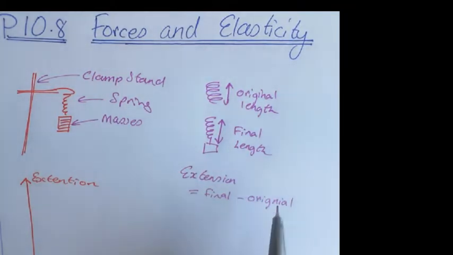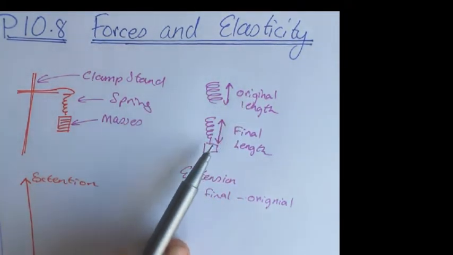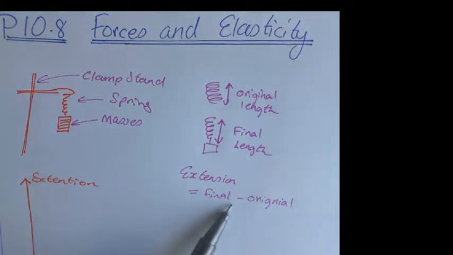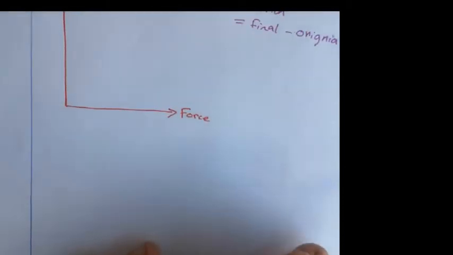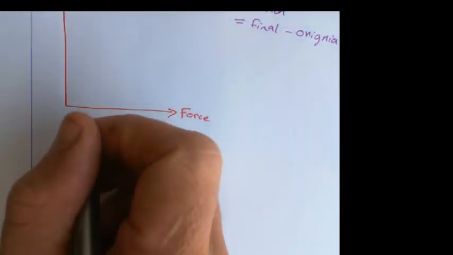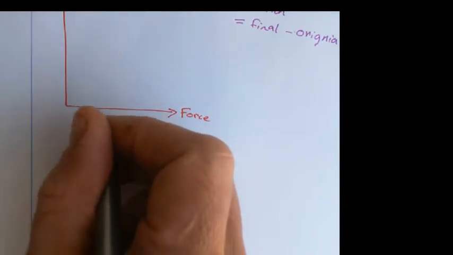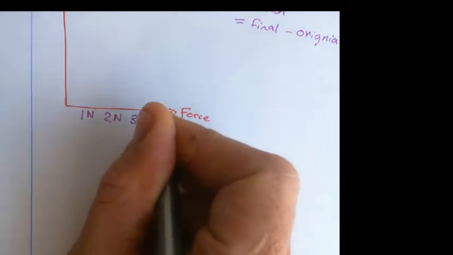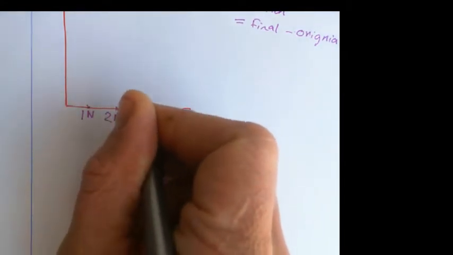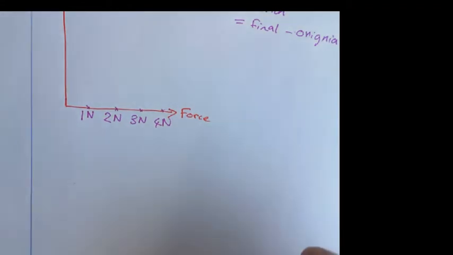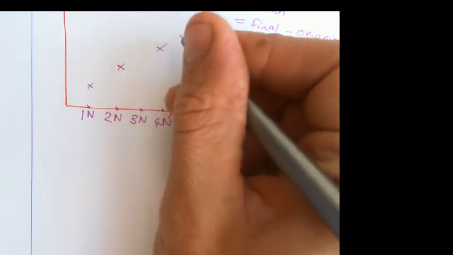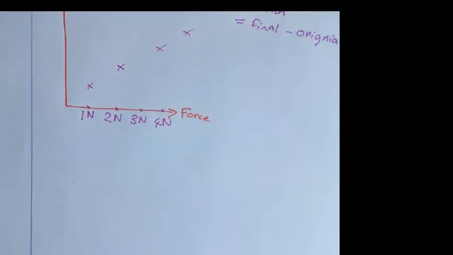Okay, so how long is it to start with? How long is it after we've added a weight? The extension is the difference between the two. So say we add 100 grams, and 100 grams is 1 Newton. We do that 1 Newton at a time, so 1, 2, 3, 4, and we then plot that on a graph, and we'll get something that looks a little bit like this.